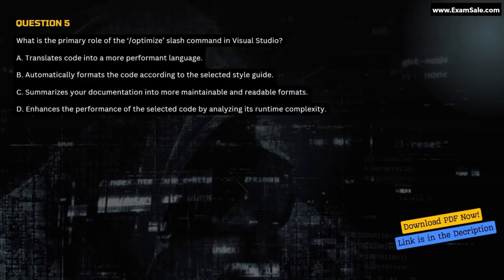Question 5. What is the primary role of the /optimize/ command in Visual Studio? A. Translates code into a more performant language. B. Automatically formats the code according to the selected style guide. C. Summarizes your documentation into more maintainable and readable formats. D. Enhances the performance of the selected code by analyzing its runtime complexity. Correct answer D. Enhances the performance of the selected code by analyzing its runtime complexity.